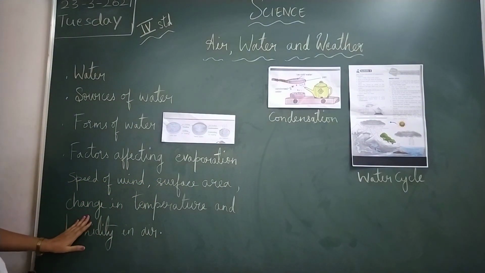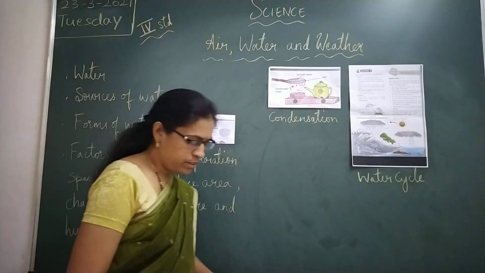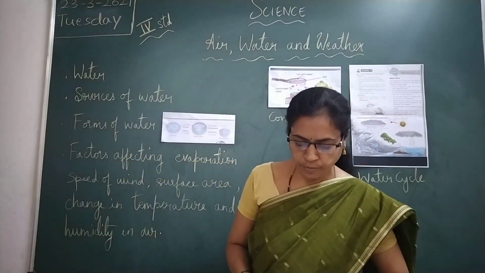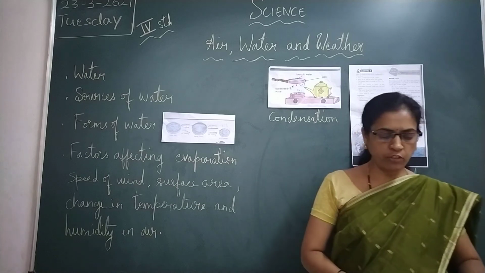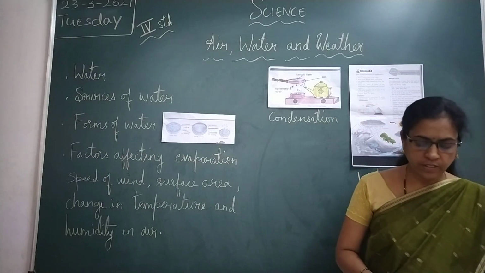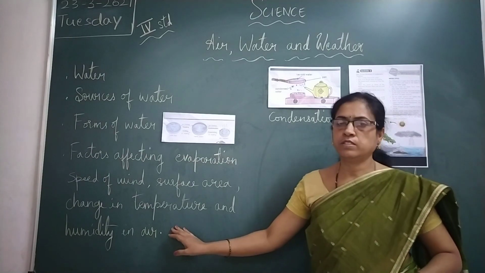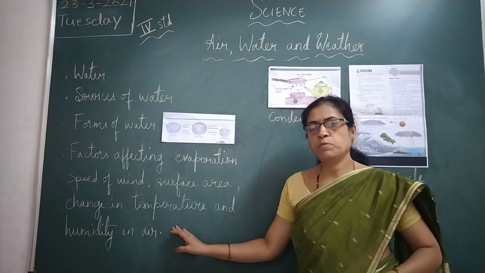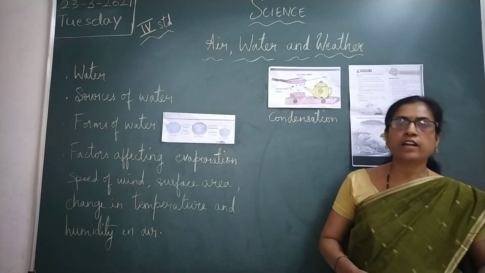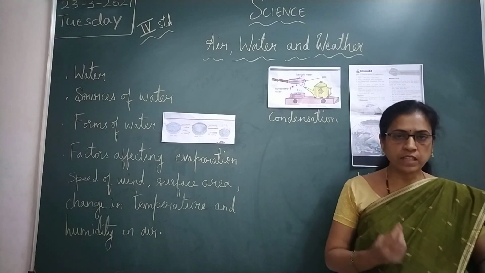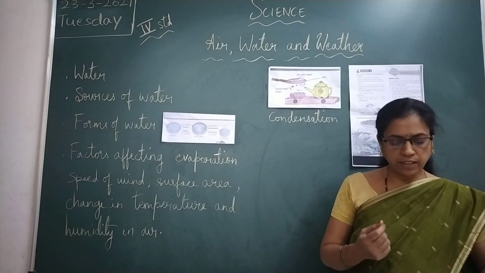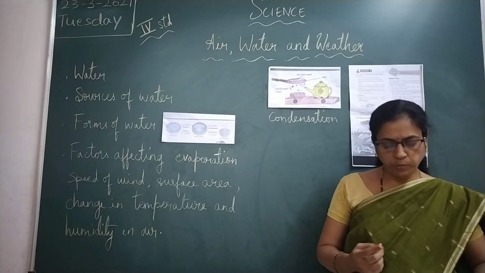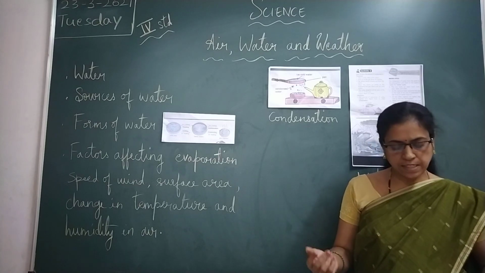And the third point is change in temperature. That is activity 4, to show that the rate of evaporation increases with increase in temperature. So what is the procedure here? You need to take two bowls with equal amount of water again, and leave one bowl in the room in the open and the other under the sunlight.